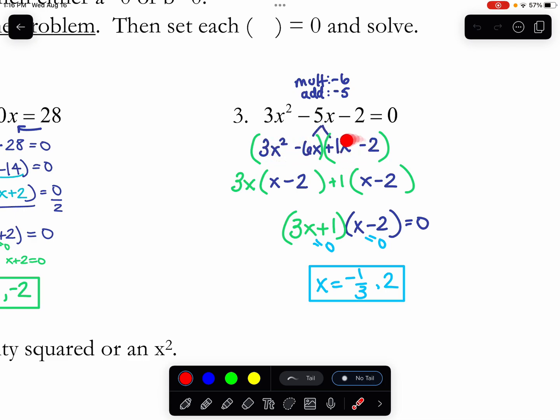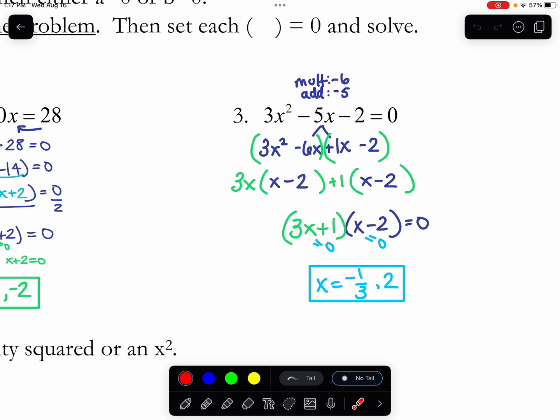We group the first two and the last two. GCF of the first two terms is 3x. GCF of the second two terms is 1. Notice that what is remaining is the same. That's our common group. That's one of our factors. And then the 3x plus 1 is our second factor.